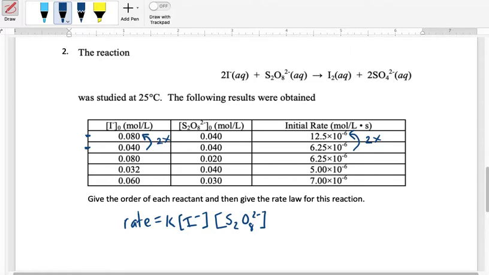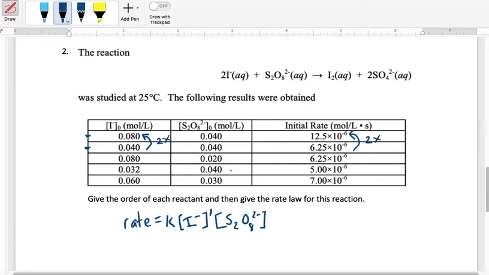So what happens if these are the same? If this is a 2 and that's a 2, that means that this is a 1, because we're looking at the effect of changing I minus. So let's check the order of S2O8 2 minus, and then we're set. Then we have our rate law.